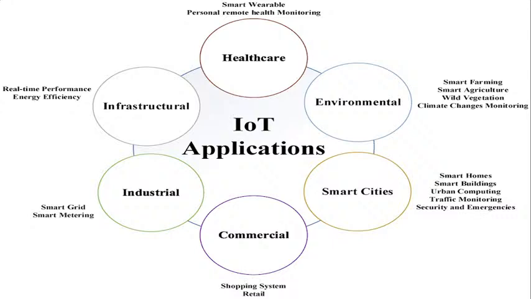Some commercial purposes. Commercial means retail, these shopping sites we have observed, like Amazon and Flipkart. For all this commercial purpose, we use IoT in shopping systems.